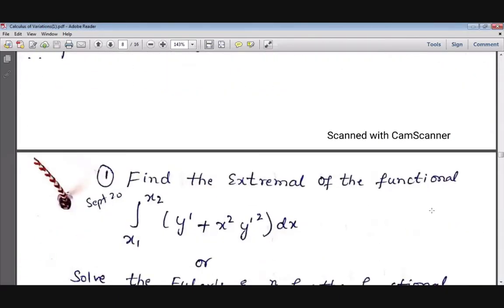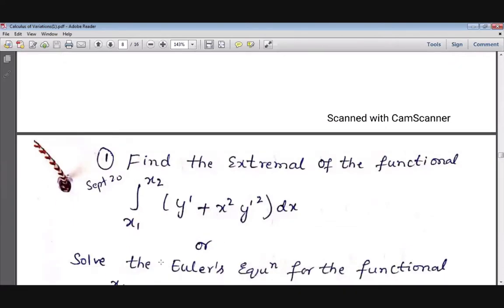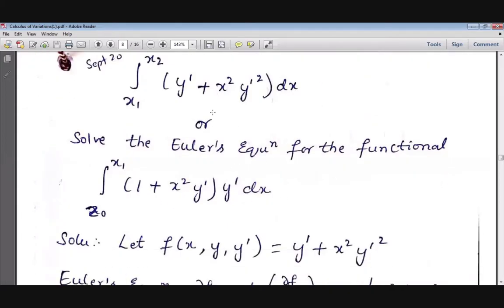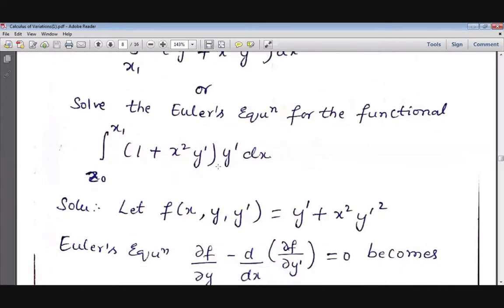Find the extremal of the functional integral from x1 to x2 of (y' plus x square y' square) dx, or solve the Euler's equation for the functional integral from x naught to x1 of (1 plus x square y') y' dx. Okay, this is the question.